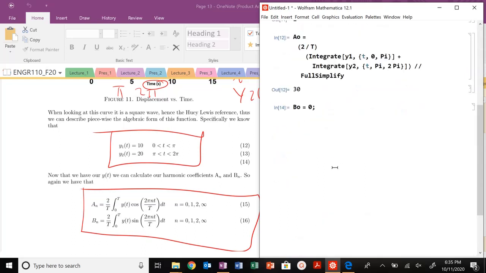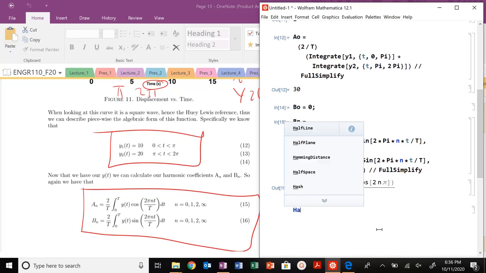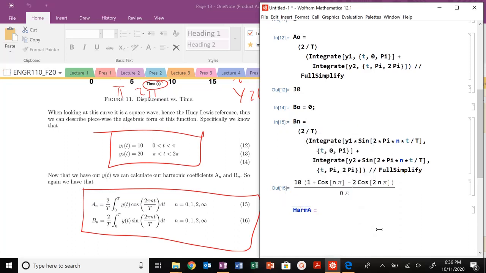So if I want to calculate my other value here, my b sub n, it is just going to be here times sine. That's it. Now our b sub n's might be a little bit more interesting. Anyways, now we can start to develop and calculate our frequency spectrum. So I want to look at the first 10 harmonics. So what I'm going to do is make a table. So my A's, harm A, is going to be equal to Table of a sub n slash dot n goes to i, from i equals 1 to 10.